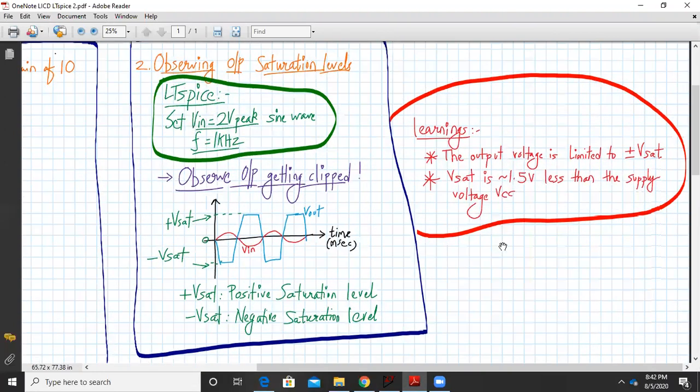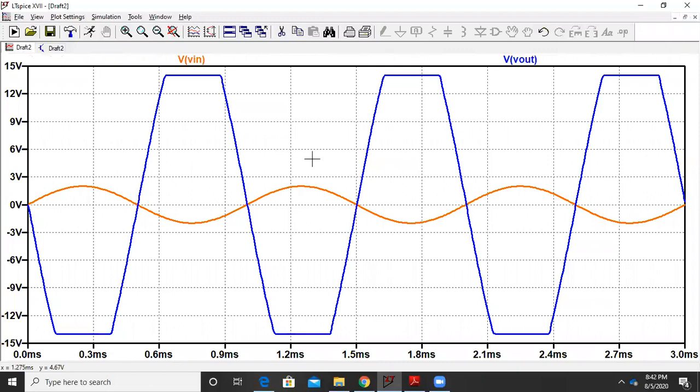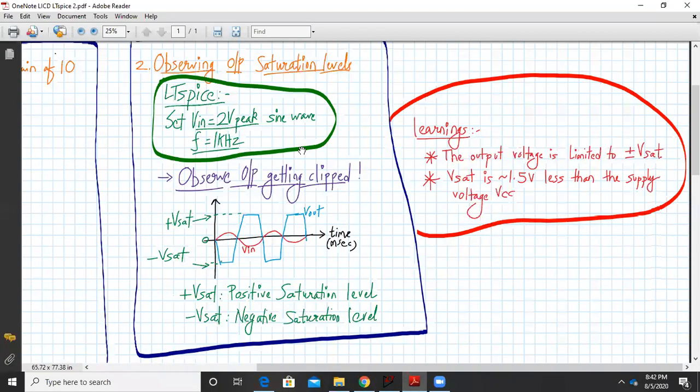So what are the learnings? The output voltage is limited to plus or minus VSAT if we give a very high value of the input peak to peak. The VSAT is typically around 1.5 volts less than the supply voltage. In our case, we are getting around 1 volt less than the supply voltage, which is 15 and -15. So that is all about phase number two.